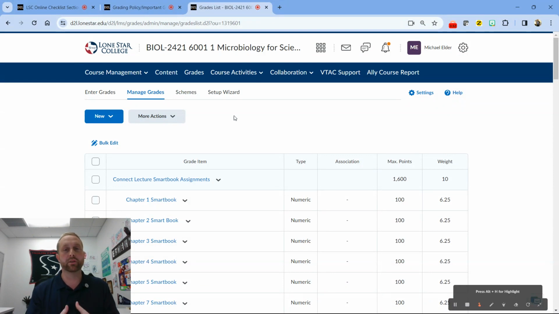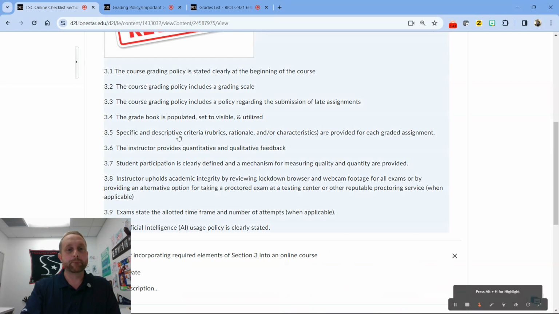And it's important for them to be able to see that grade being updated as the semester goes along so that they know how they're doing, of course. Next, after that, 3.5, specific and descriptive criteria, rubrics, rationale, and or characteristics are provided for each graded assignment.